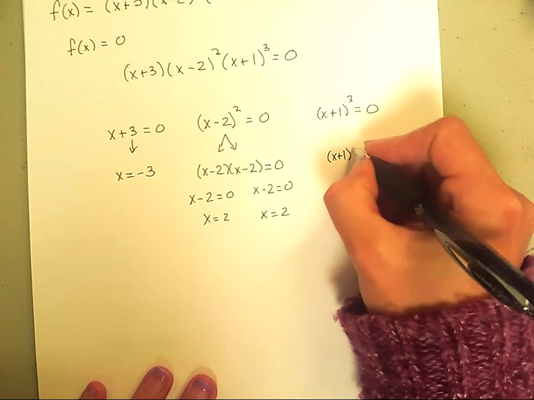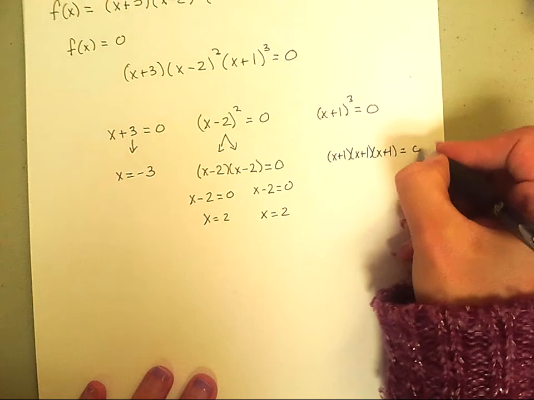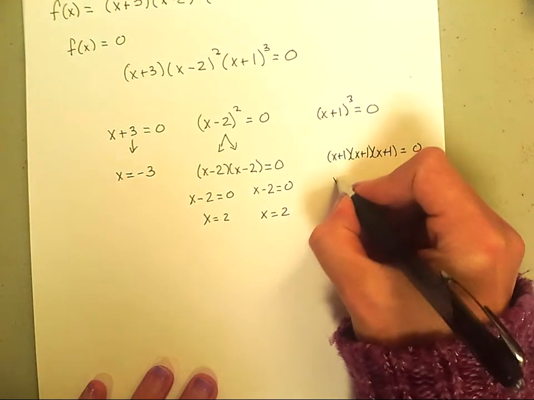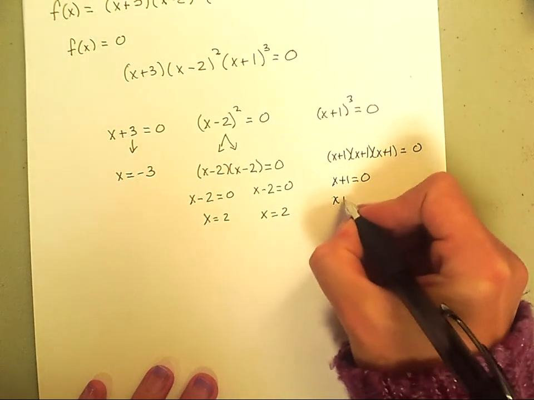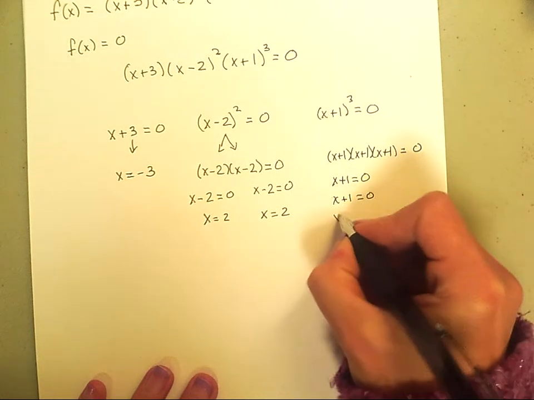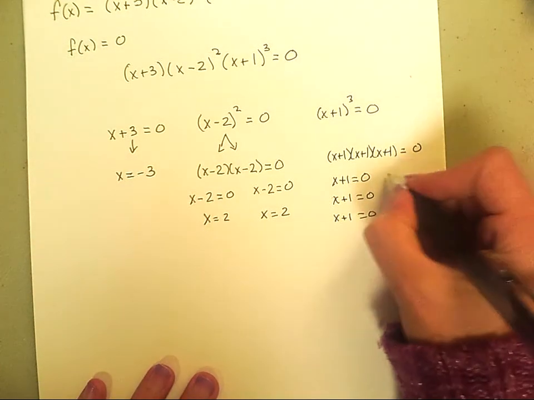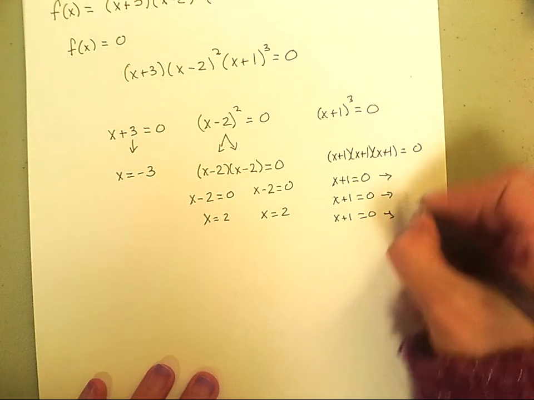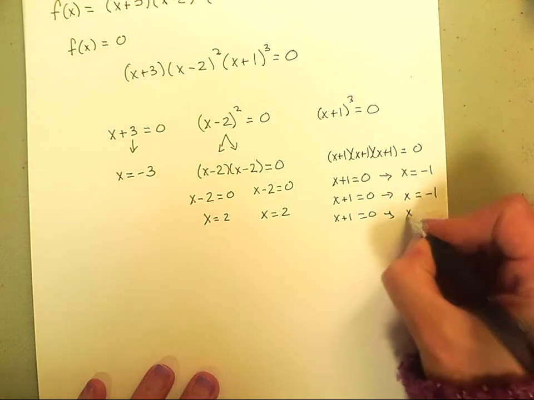Similarly here, this means x plus 1 times x plus 1 times x plus 1 equals 0, which we can split into 3 different linear equations using the zero product property. And from each of them, we get the solution that x is equal to negative 1.